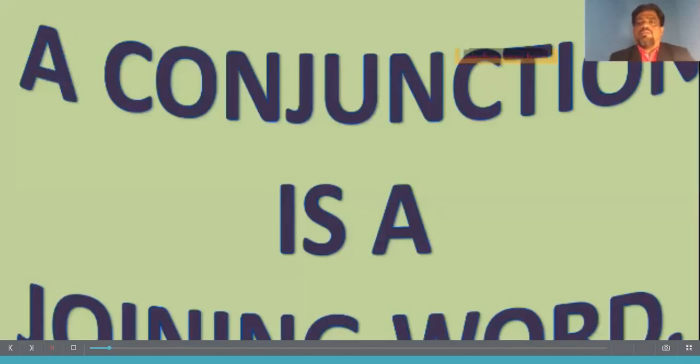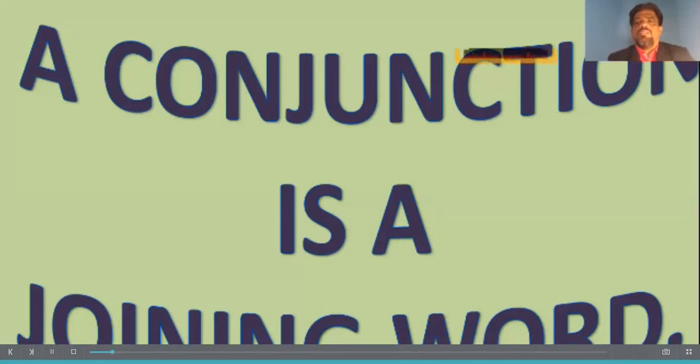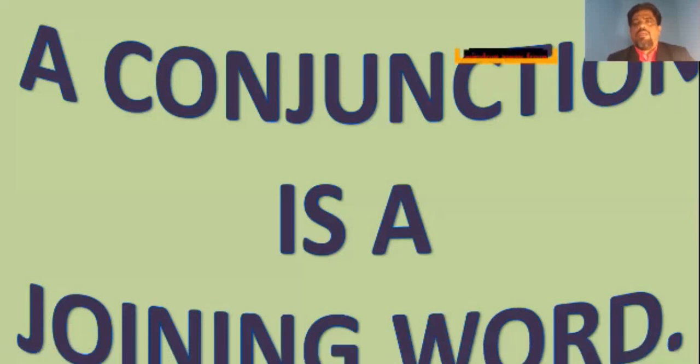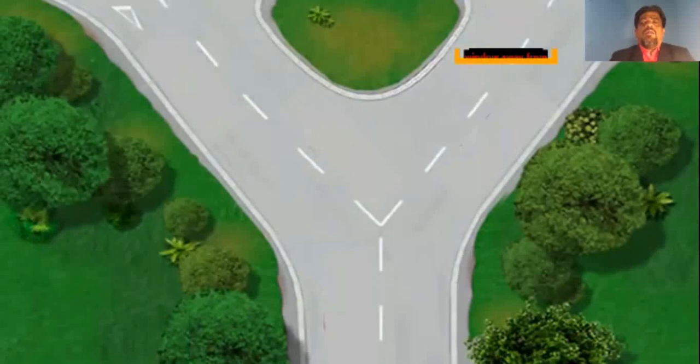You may wonder what it has to do with a conjunction. Exactly like a junction, a conjunction is a joining word. It joins words. It joins phrases. It joins sentences, most likely, or maybe from opposite directions even. Let us see how it works.